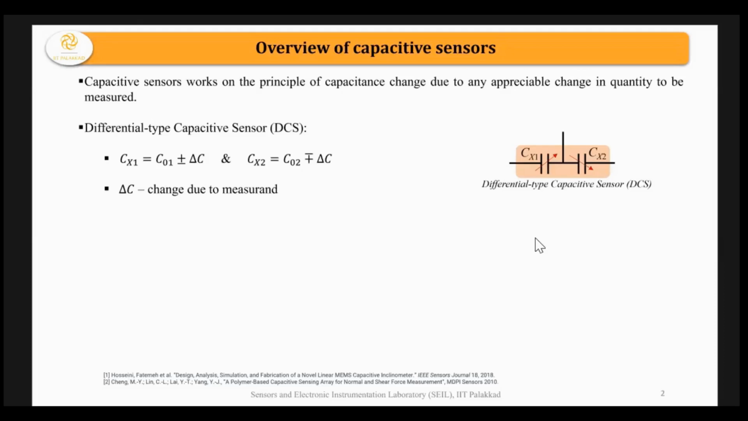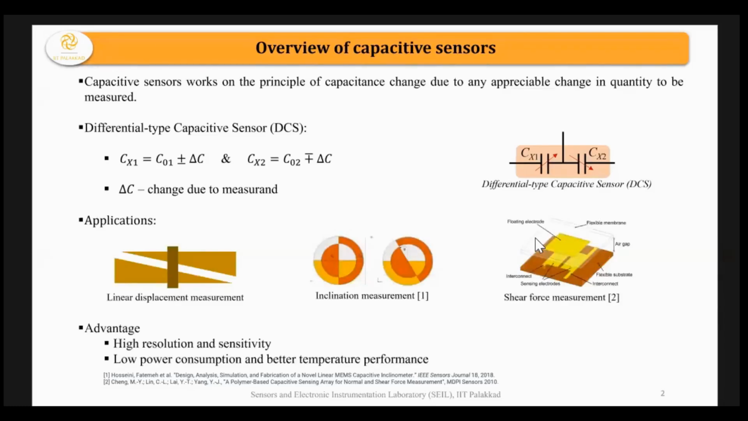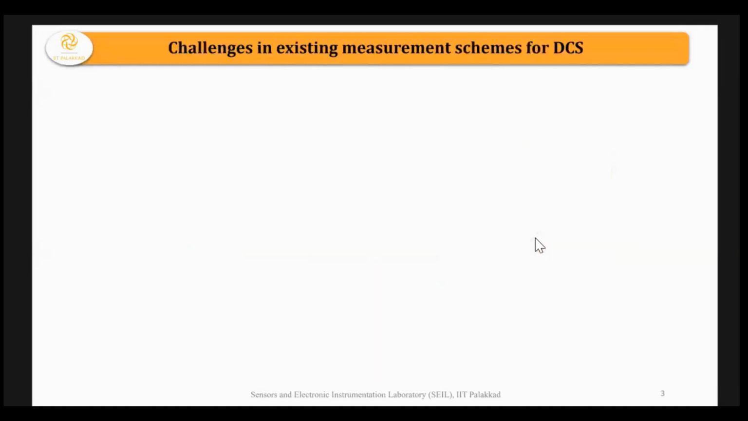Ideally, C01 and C02 will be equal. There are many applications where such sensors are used, for example in linear displacement measurement, inclination measurement, shear force measurement, etc. The main advantages of capacitive sensors are their higher resolution, sensitivity, and low power consumption.